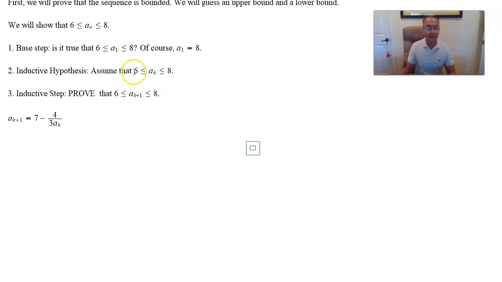Let's execute the plan. We are assuming that a sub k is between 6 and 8. What happens if you multiply everything by 3? We get 3 a sub k. 3 times 6 is 18, and 3 times 8 is 24.